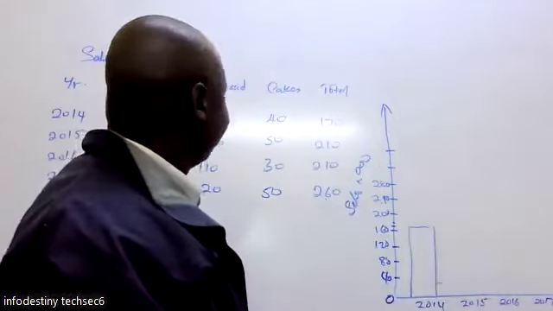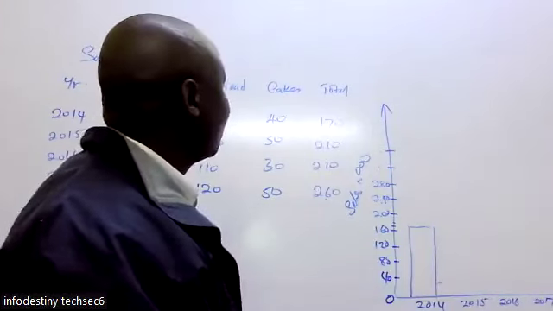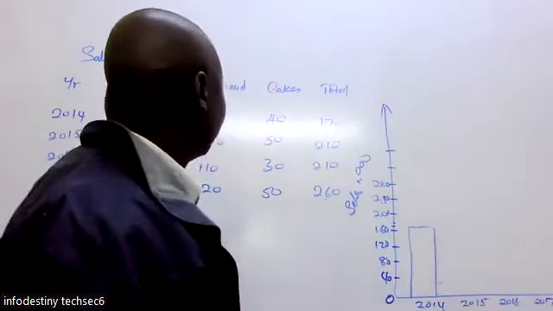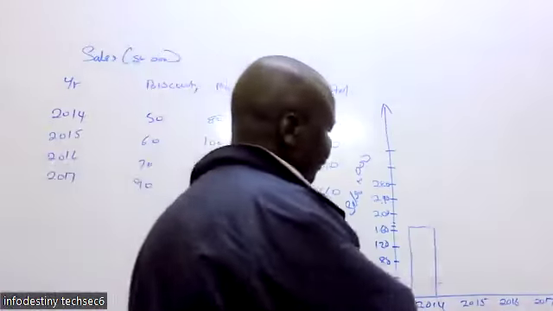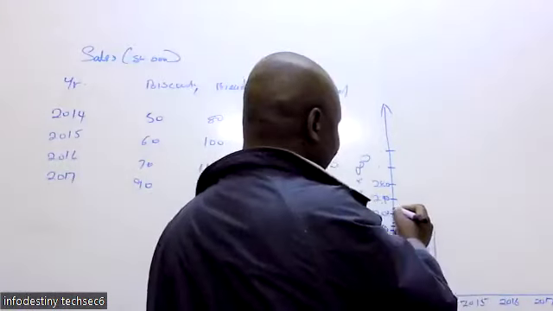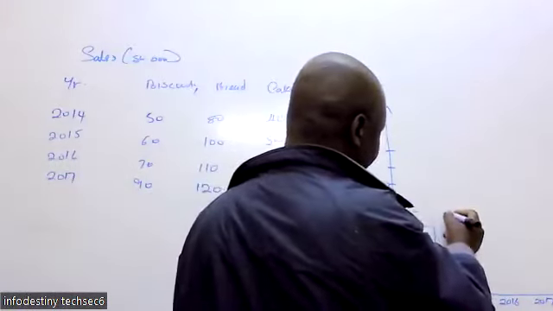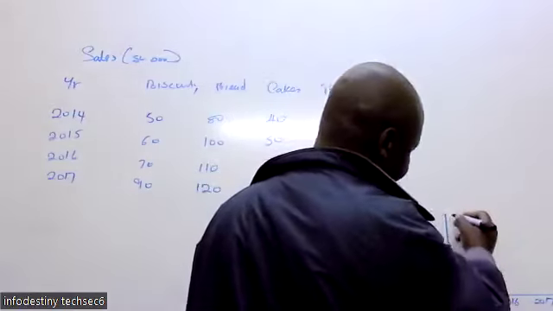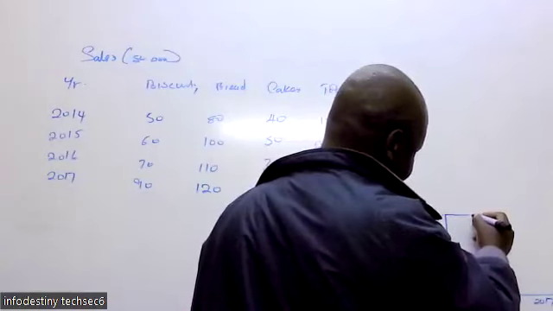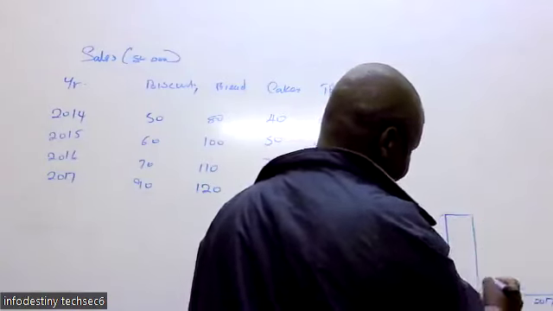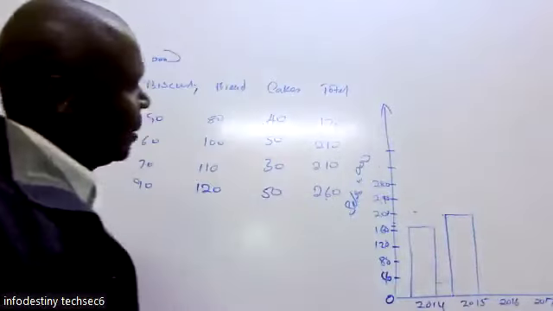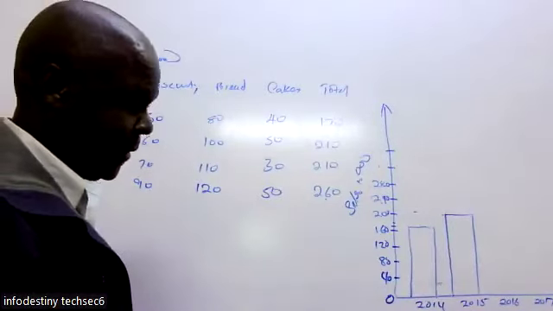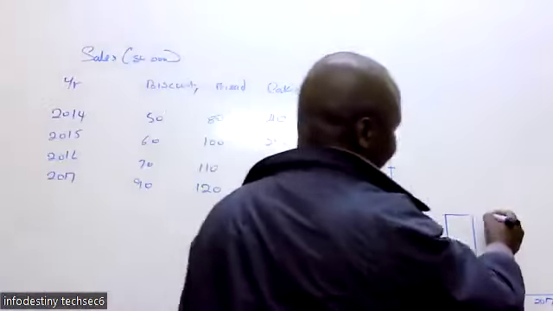That's the first one. The second one is 210. You're together. The sales for 2015 is going to be 210. So we go up to 210, which is somewhere there. We draw a straight line. Yeah, together. The next one is going to be 210 also. So the 210 is somewhere there.